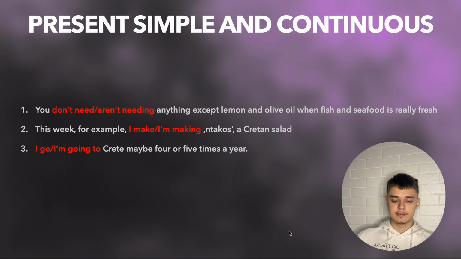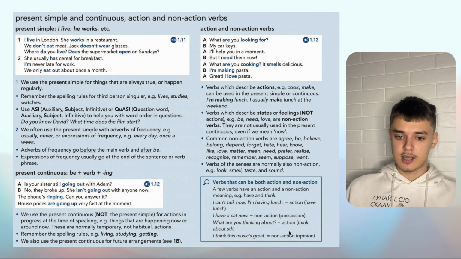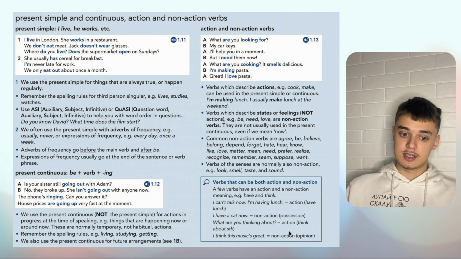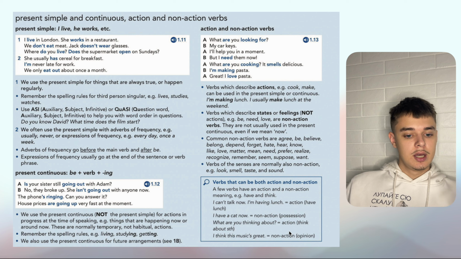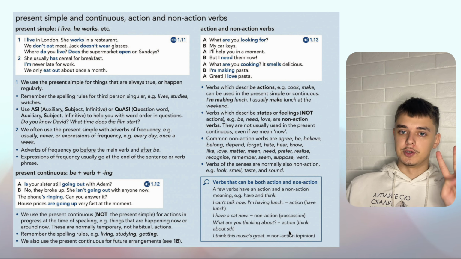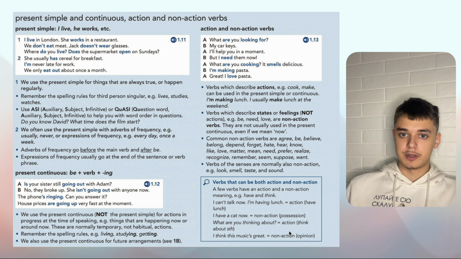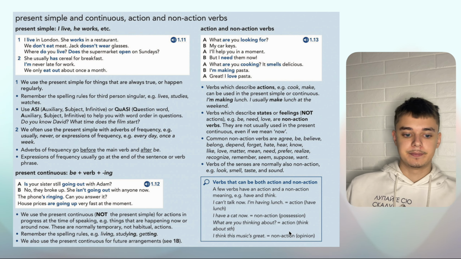Let's move on. Let's now check the difference between present simple and continuous, action and non-action verbs. So present simple is usually built with the help of 2 things: the first form of the verb or a present simple form of the verb, and the auxiliary do and does.